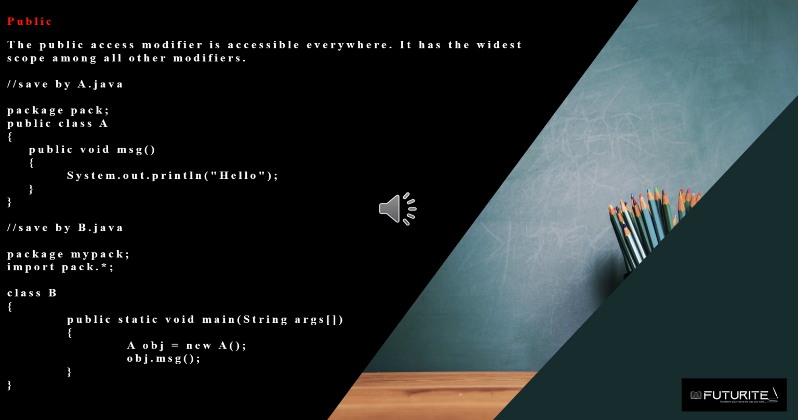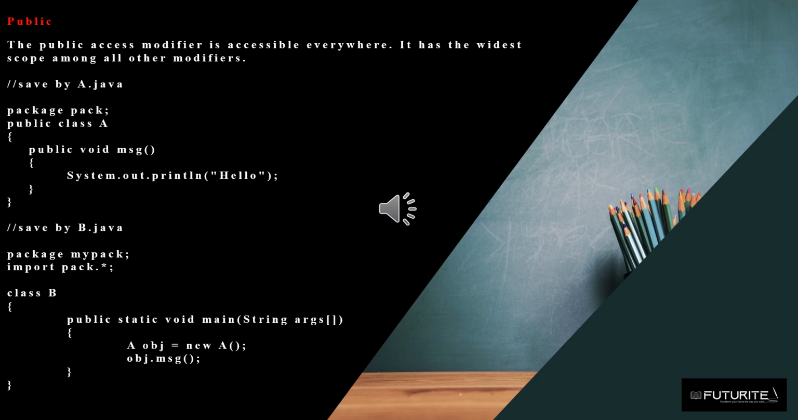Here in this example, you can clearly see there are two packages, pack and mypack. We are importing all the members of pack package through import pack.star. We have a public class A in pack package, and we have a class B in mypack package. Class B has a default access modifier, class A has a public access modifier. So here we are creating an object.